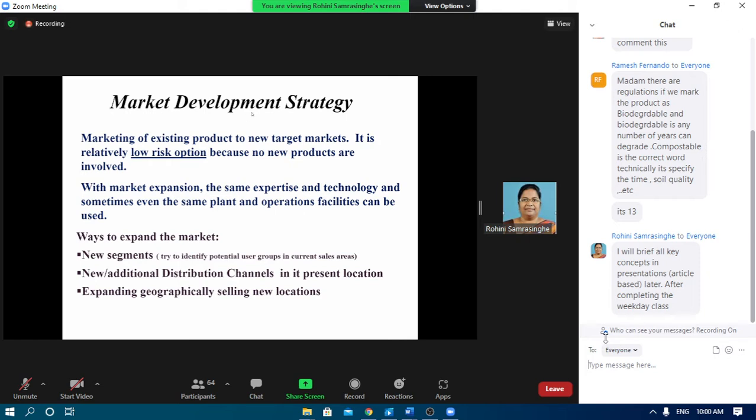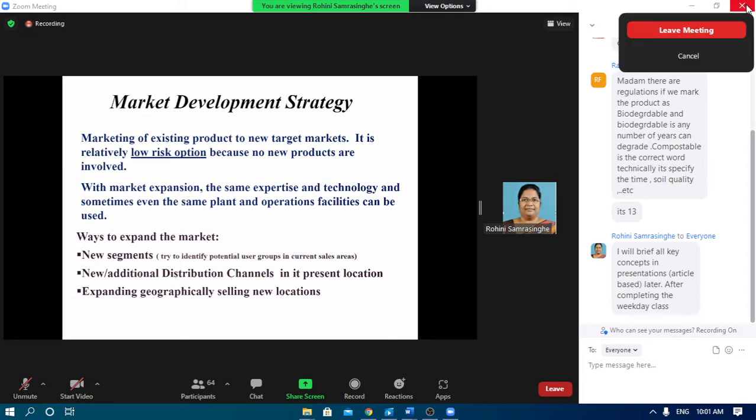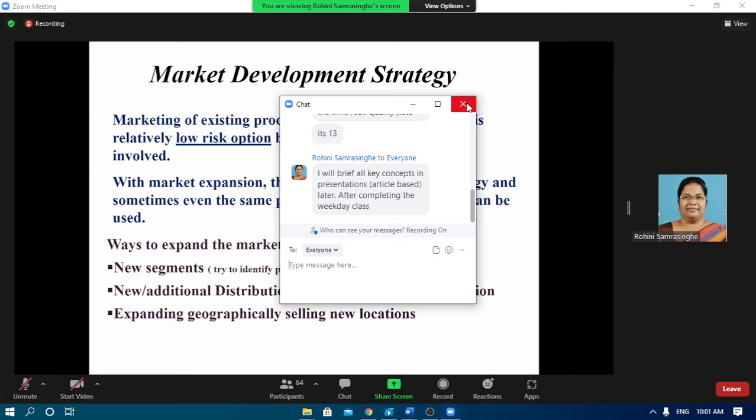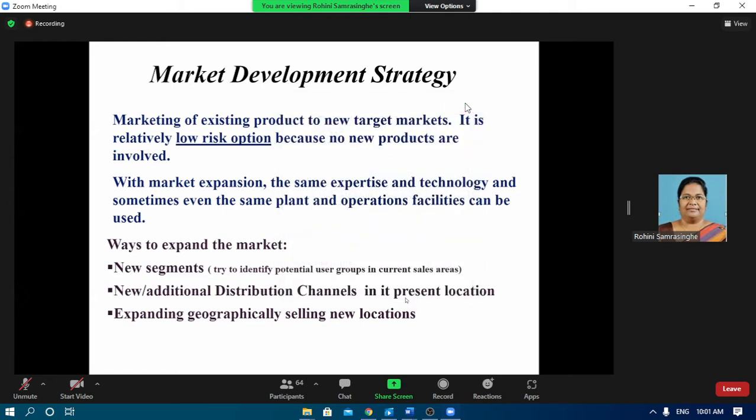Maybe some strategies you can put here. Tell me, how can a company use the market development strategy? First, they must try to identify the potential user groups in the current sales area, and then they can find these people. The second one is that they can fix additional distribution channels. So you can see here, additional distribution channels in the present location, right?